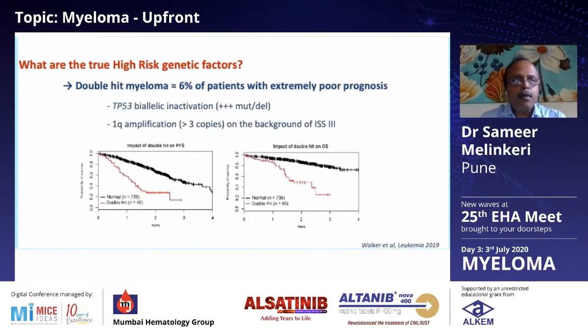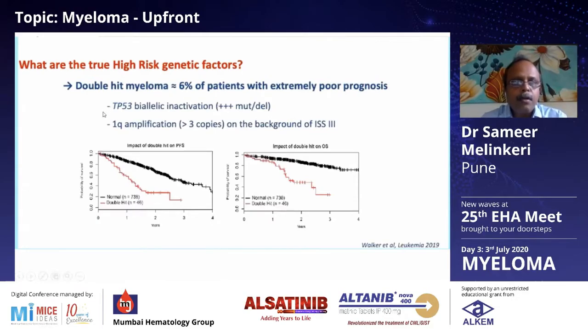And there is about 6% of patients who have what we now call double hit myeloma. What is double hit myeloma? You have a biallelic inactivation of TP53. So you have a mutation or deletion on both the arms of the chromosome, and these are the particularly high risk patients.